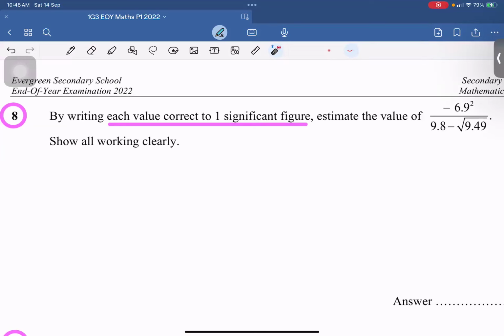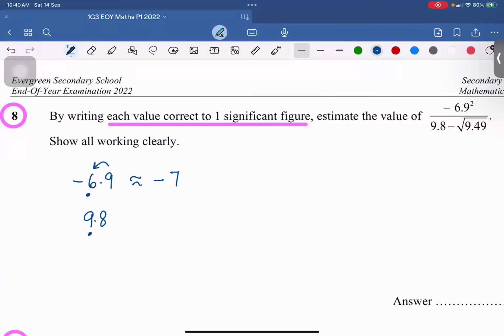Read the question very carefully. The question did say, writing each value correct to one significant figure. So I have to correct the number negative 6.9 to 160. What is negative 6.9 to correct to one significant figure? Yuan Yu, negative 6.9, 160. It become negative what? 7. Thank you. Yuan Yu, don't go away.